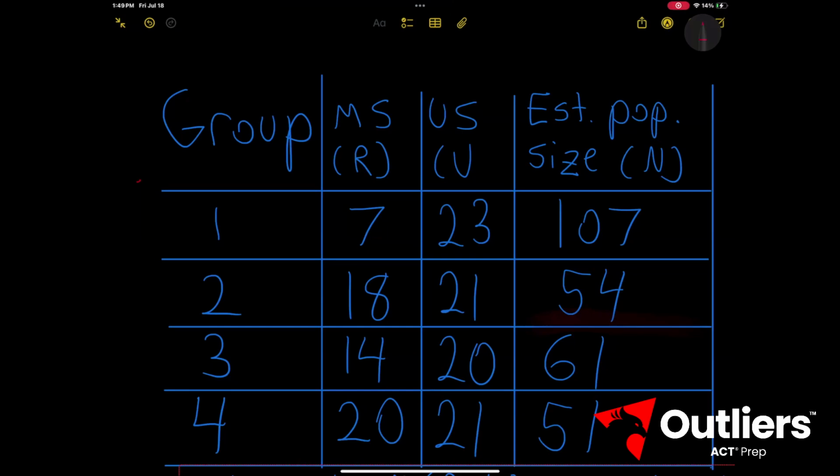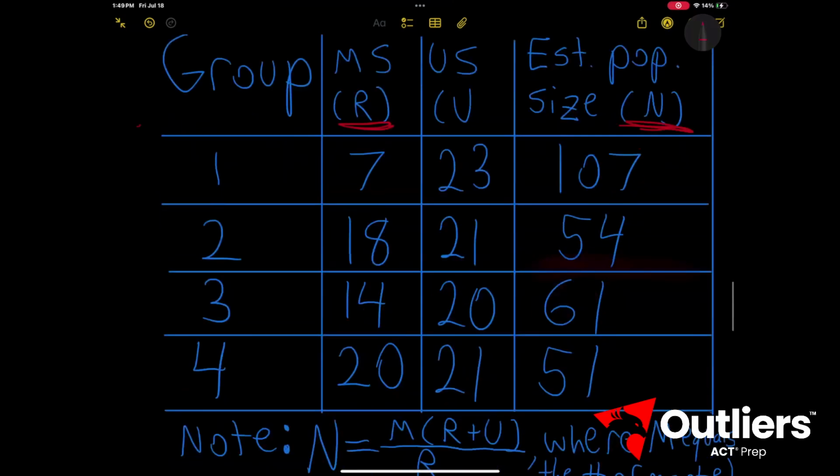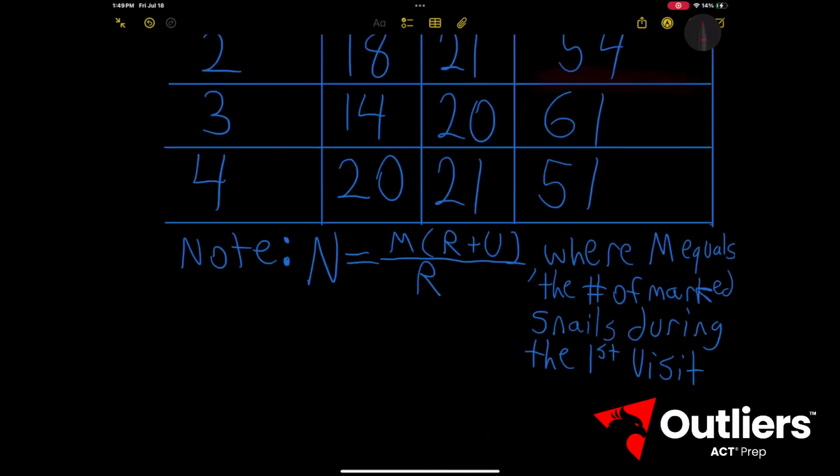We see that R stands for the number of marked snails, which are the snails that have nail polish on them. And N stands for the estimated population size, which we see calculated at the bottom using the number of snails that were marked initially, the number of marked snails, and the number of unmarked snails.